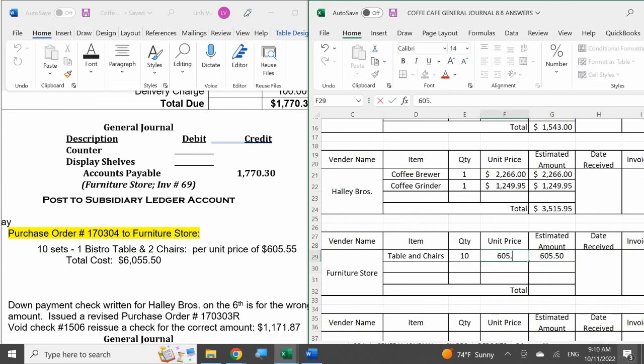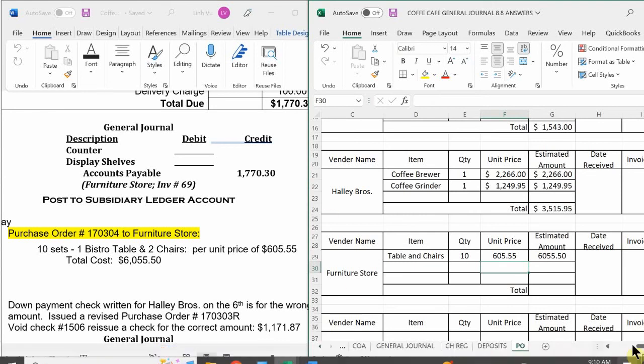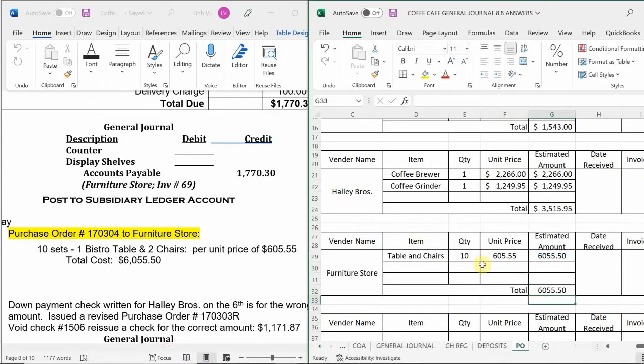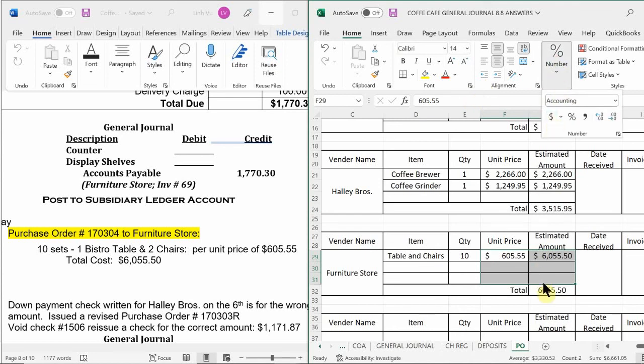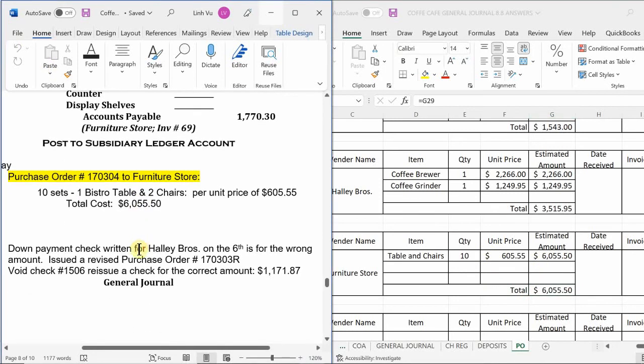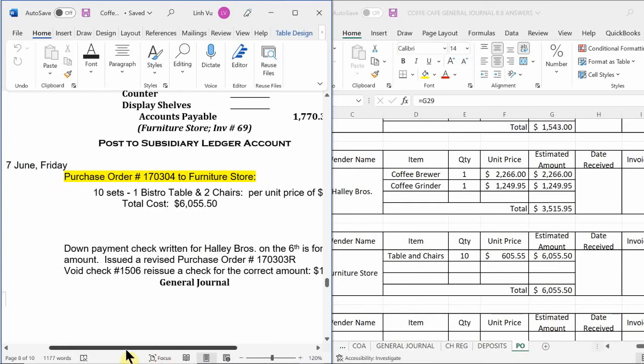So 605.55. There you go, $6,055.50. Okay, and that's my grand total that I am pending for my transaction. Okay? All right. So then let's see what else happened next.